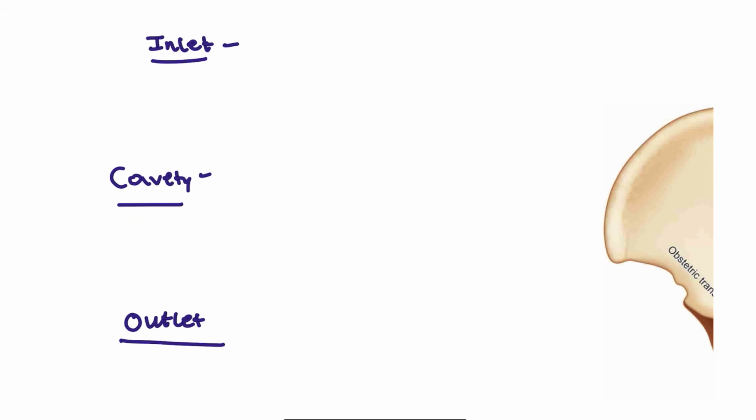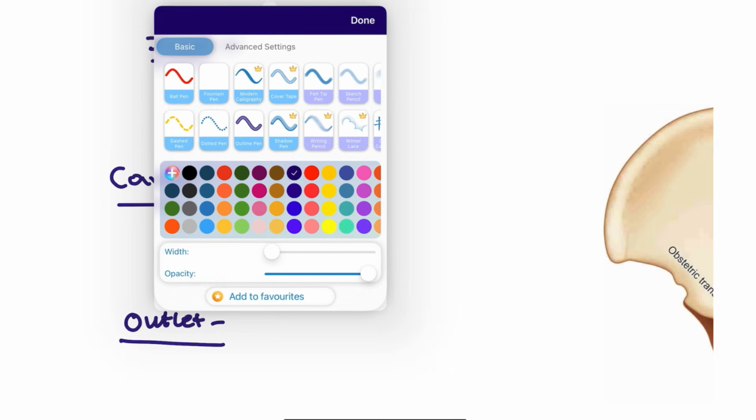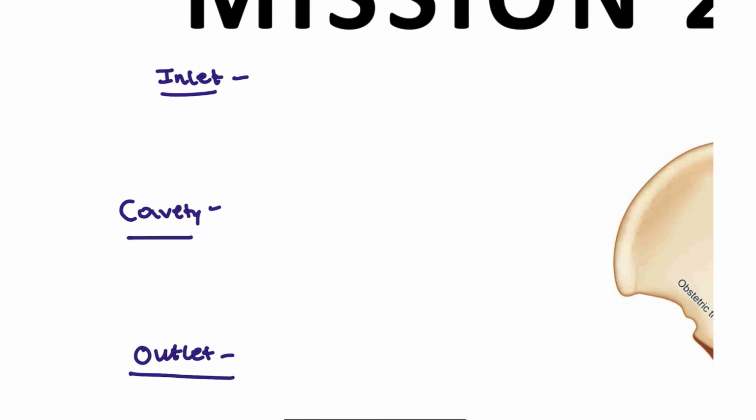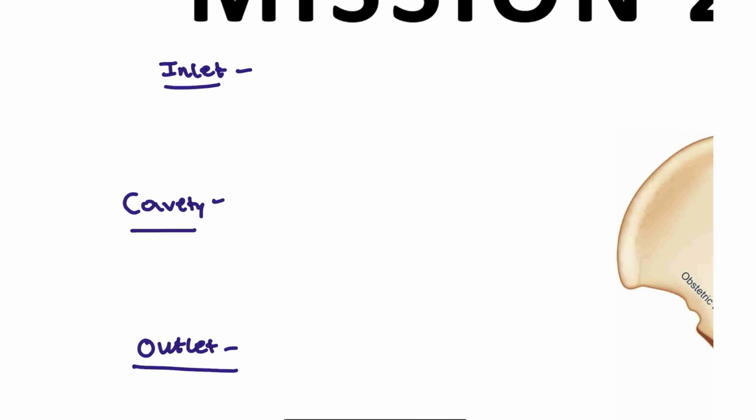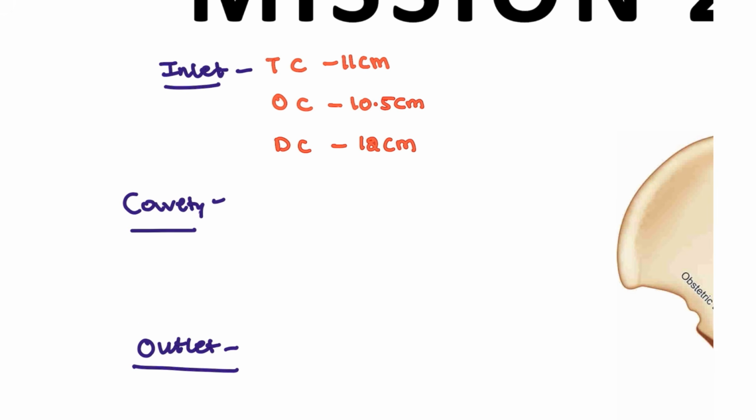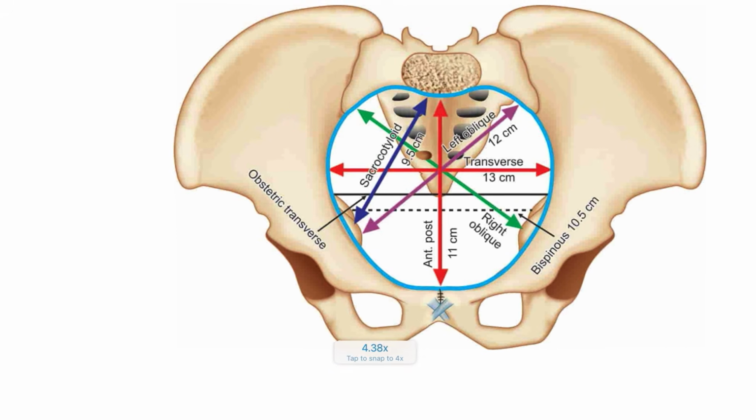This is going to decide whether the baby can have a normal delivery or has to go through a cesarean section. The inlet tells us about the true conjugate, which is 11 centimeters. Obstetric conjugate is 10.5 centimeters. Diagonal conjugate is 12 centimeters.